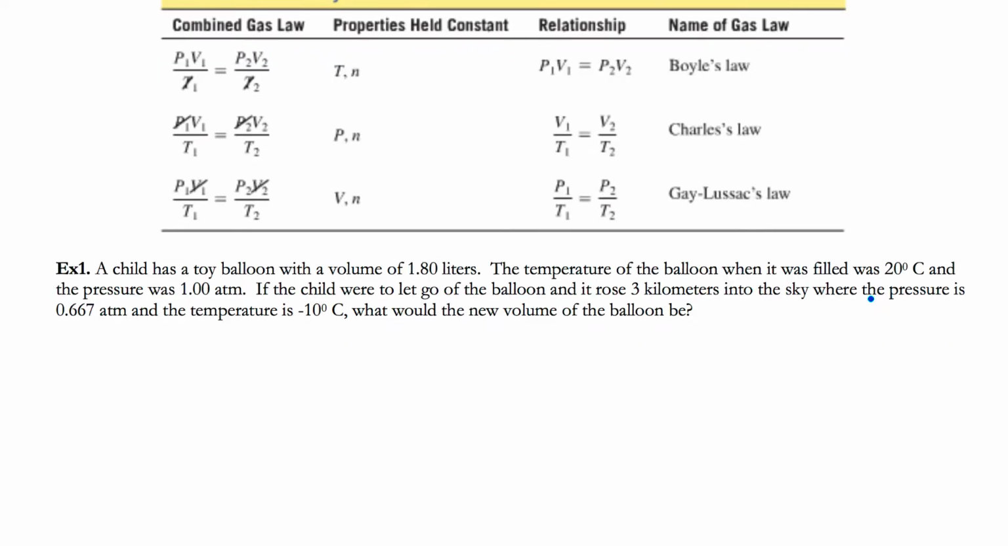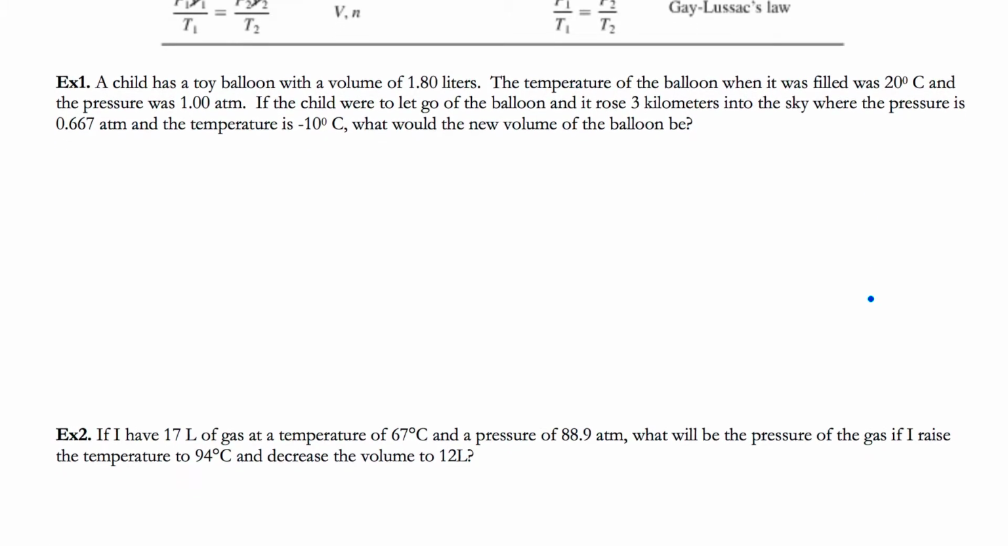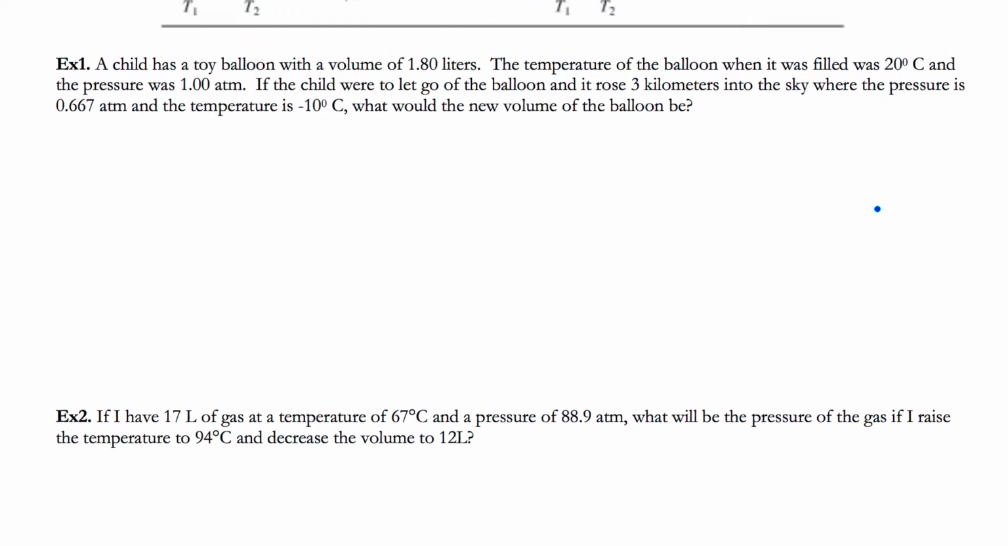So let's look at 2 examples where we're actually changing all of our variables, pressure, volume, and temperature. It says a child has a toy balloon with a volume of 1.80 liters. The temperature of the balloon when it was filled was 20 degrees Celsius, and the pressure was 1 atmosphere. If the child were to let go of the balloon and it rose 3 kilometers into the sky, where the pressure is 0.667 atmospheres and the temperature is negative 10 degrees Celsius, what is the new volume?